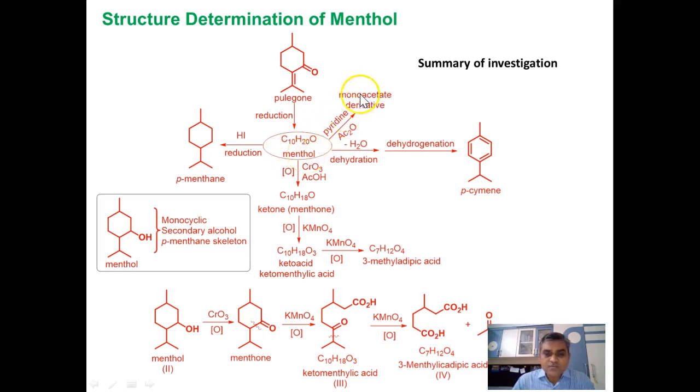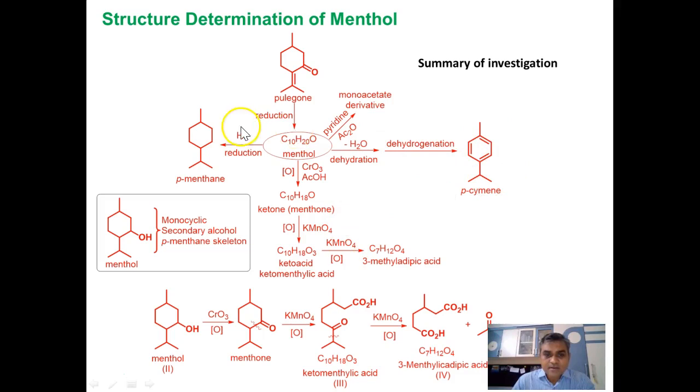Then the nature of oxygen was proved to be an alcohol by the monoacetate formation reaction. Then its nature as a secondary alcohol was found on the basis of CrO3 oxidation. Then the skeleton of menthol was proved from two experiments, HI reduction as well as dehydrogenation, leading to the formation of p-cymene.